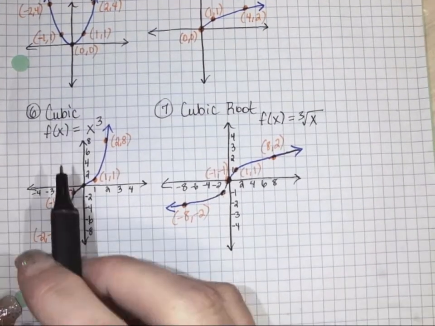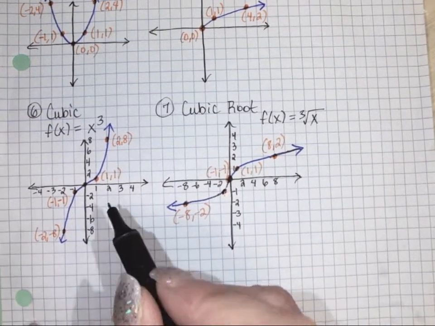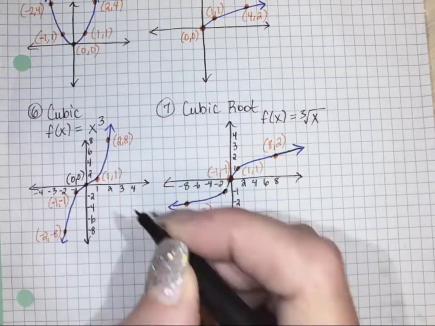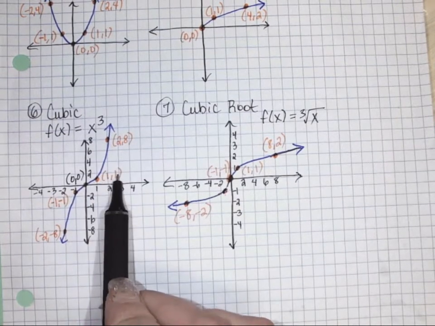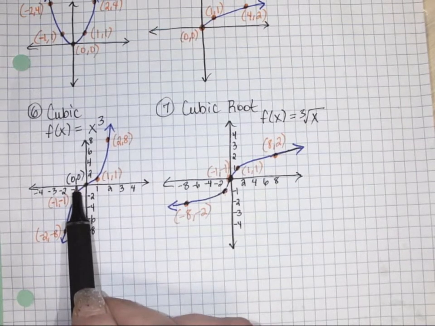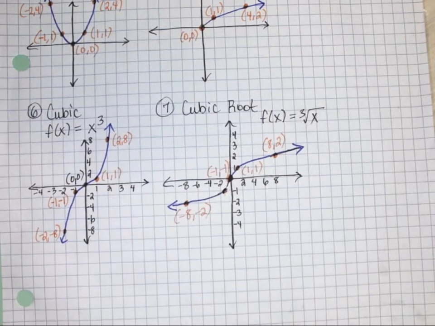Then your cubic graph, you have y equals x cubed. And notice these original points that are also on your graph, 0, 0, 1, 1, because 1 to the third power is 1. Negative 1 to the third power is negative 1. 2 to the third power is 8, and so on.